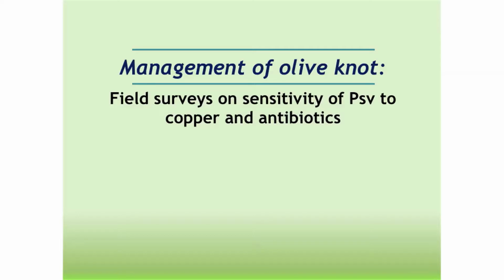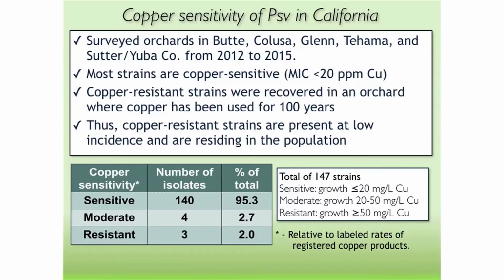Field surveys, we're really excited about that. Real quick, we did surveys on copper sensitivity. We looked at strains from orchards, over 147 strains. We broke them into categories of what we call the minimum inhibitory concentration: less than 20, 20 to 50, and greater than 50. We looked across many different fields in the various orchards we went into. Of the total isolates, most are sensitive to copper. That's 95% of the strains we collected.